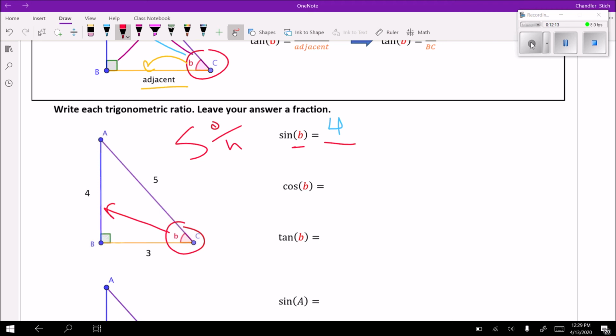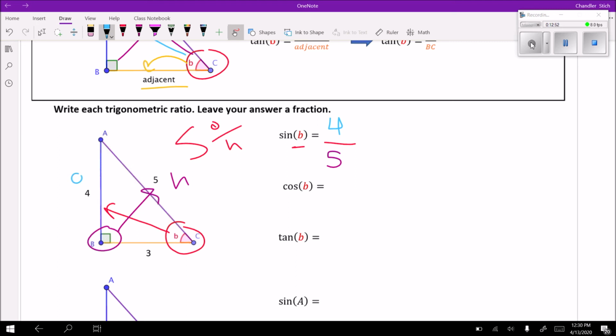Now, I only have 2 sides left. I have this one, and I have this one. It's tricky, but hypotenuse is always across from the 90-degree angle. Here's my 90-degree angle. This would be my hypotenuse, which is 5. Okay, and that's how I leave my answer right now. Sine of B is equal to 4/5. All right, so I know that H is 5. I know that 4 would be opposite in this case.